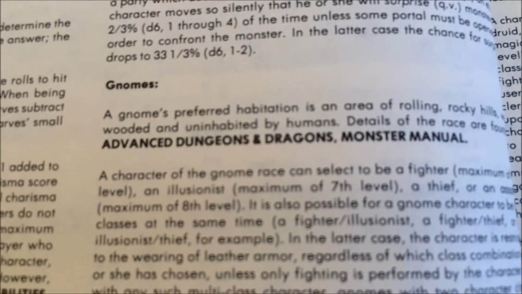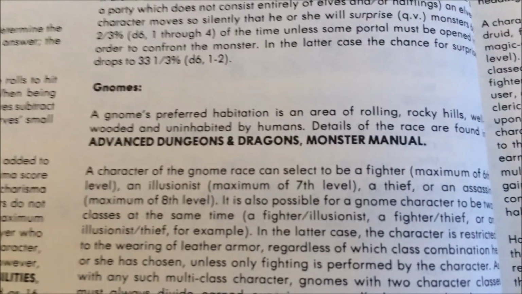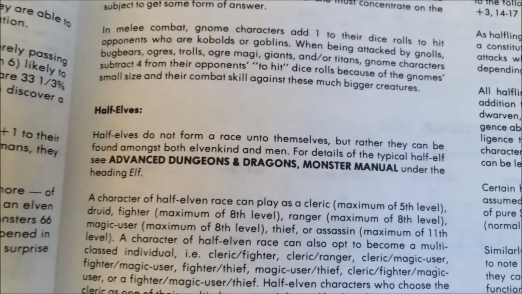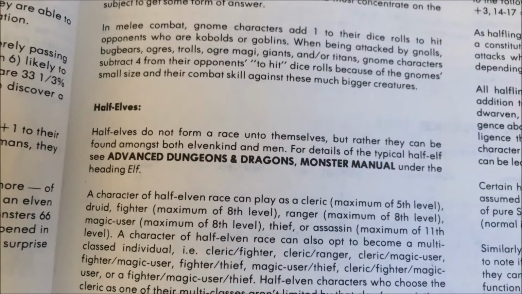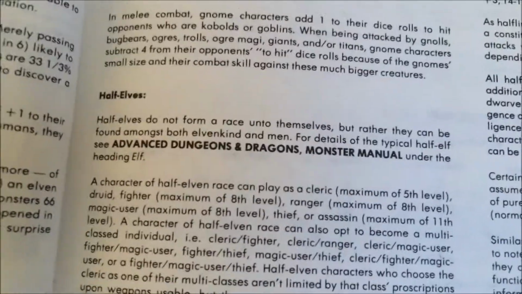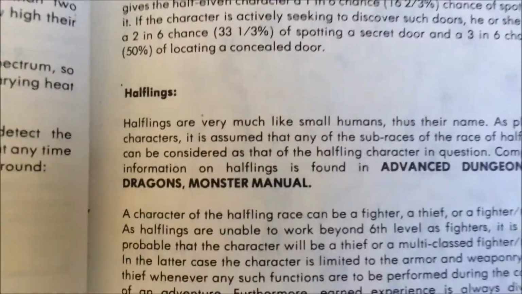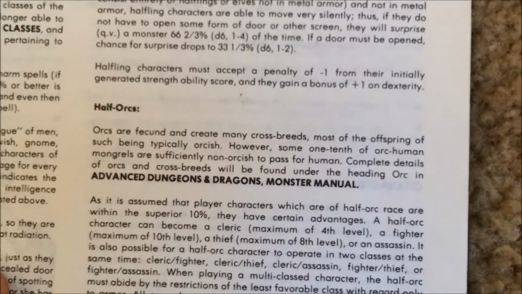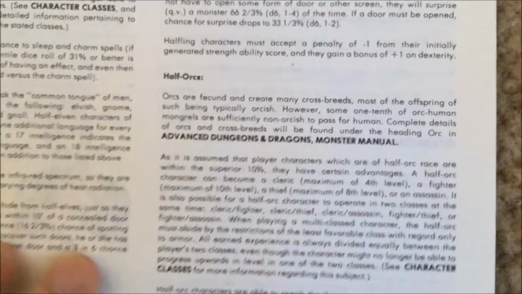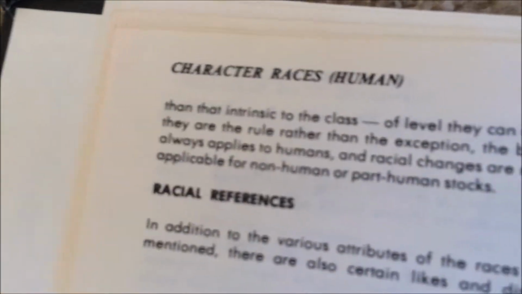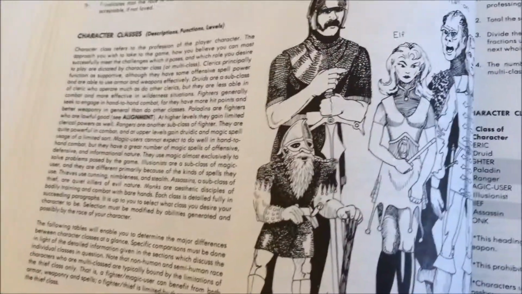Gnomes, rocky hills and wooded areas, Monster Manual. Even half-elves are in the Monster Manual, just under elf, too. And there's no real description for these races. They only really describe humans, and that's because they don't need to describe anything about humans. Humans are just your everyday whatever. We're all human. We all got it.